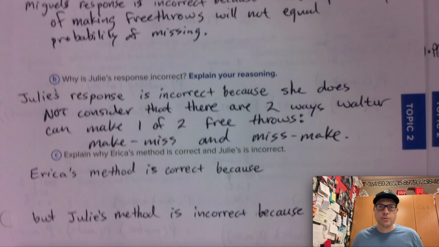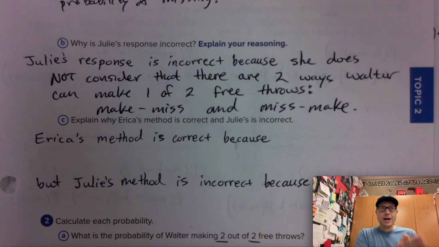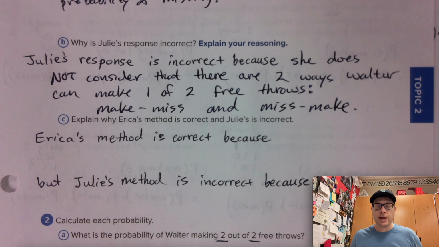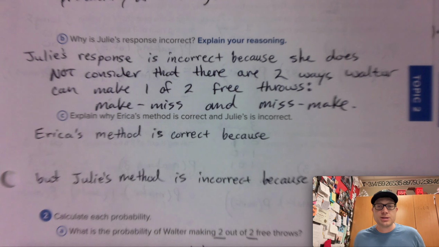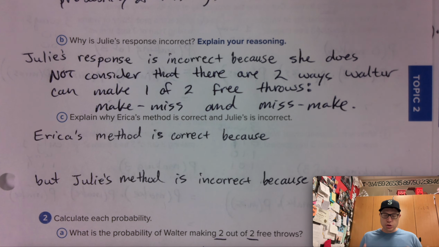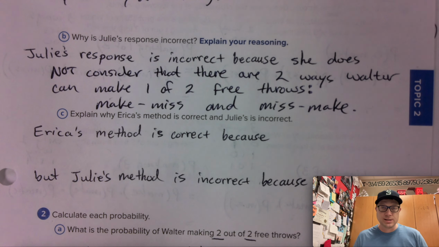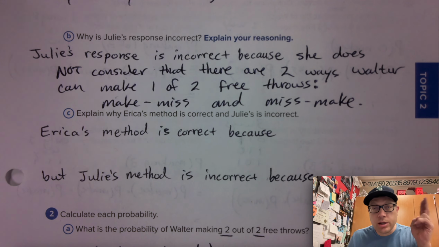Okay, so I'm going to pause for a minute. Maybe you're back to where I am. You're trying to catch up on what I'm saying in this one. Walter can make the first, miss the second, and that counts as 1 out of 2. He can miss the first, make the second, if I said that in the reverse. That's also the 1 out of 2. So make miss and miss make are 2 different ways. They have the same probability. It's definitely 2/9 and 2/9, but you got to consider them both. And so therefore, for that reason, Julie's wrong, but Erica's method is correct because she does consider both of the ways that Walter can make 1 out of 2 free throws, and she does calculate the probability correctly.